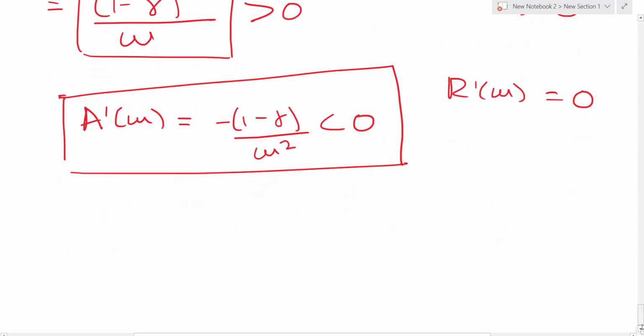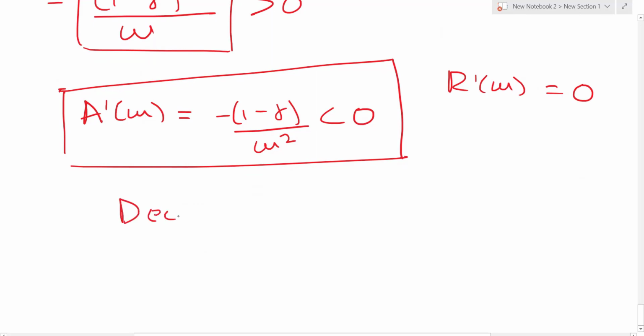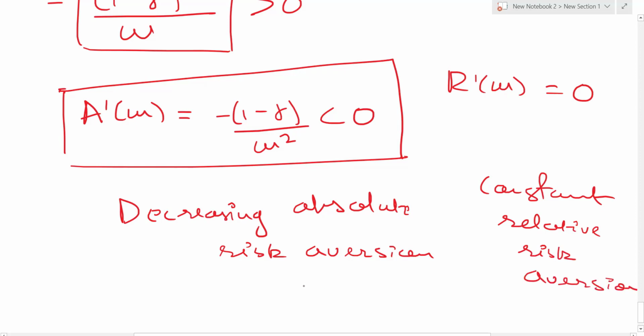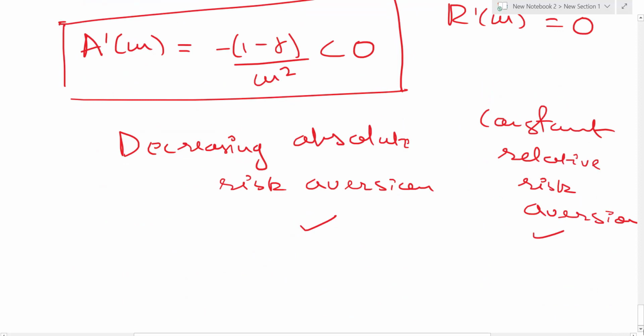So let me write both of these things. This is decreasing absolute risk aversion, and a constant relative risk aversion. Both of these things are the same as what they used to be in the log utility function case. So these two functions are actually related.